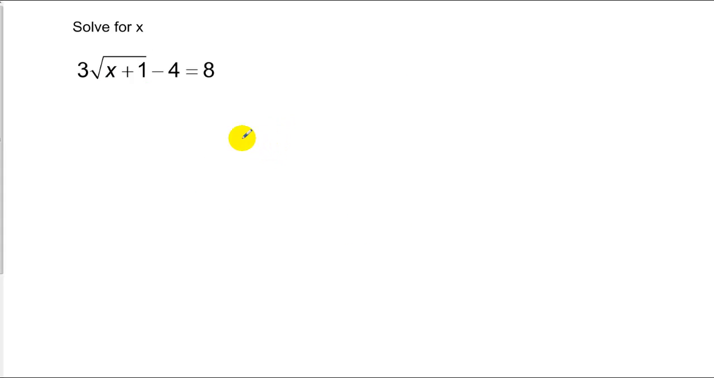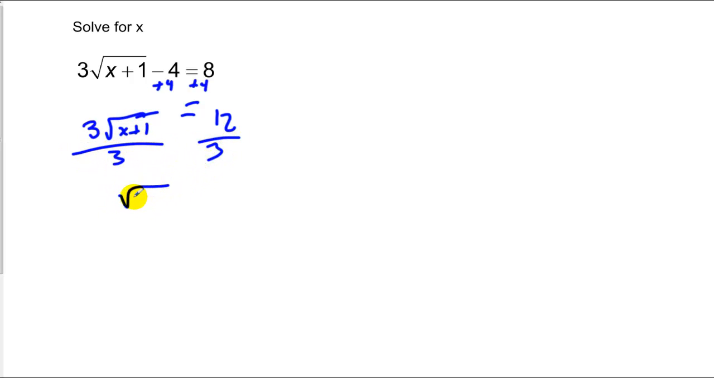Again here, you'll notice the root is not isolated. I'm going to take and add 4 to both sides. So I have 12 is equal to 3 times the root of x plus 1. As far as I'm concerned, that root's still not isolated. I'll divide both sides by 3, leaving me with root x plus 1 is equal to 4.